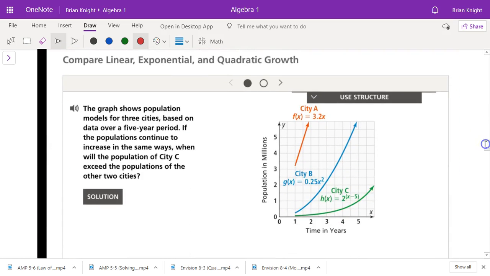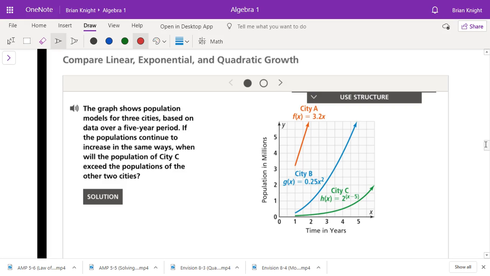All right, so here are the graphs. We're not going to do this real well, but we're going to talk about it. It says the graph shows population models for 3 cities based on data over a 5-year period. If the population continues to increase the same way, when will the population of city C exceed the populations of the other 2 cities?